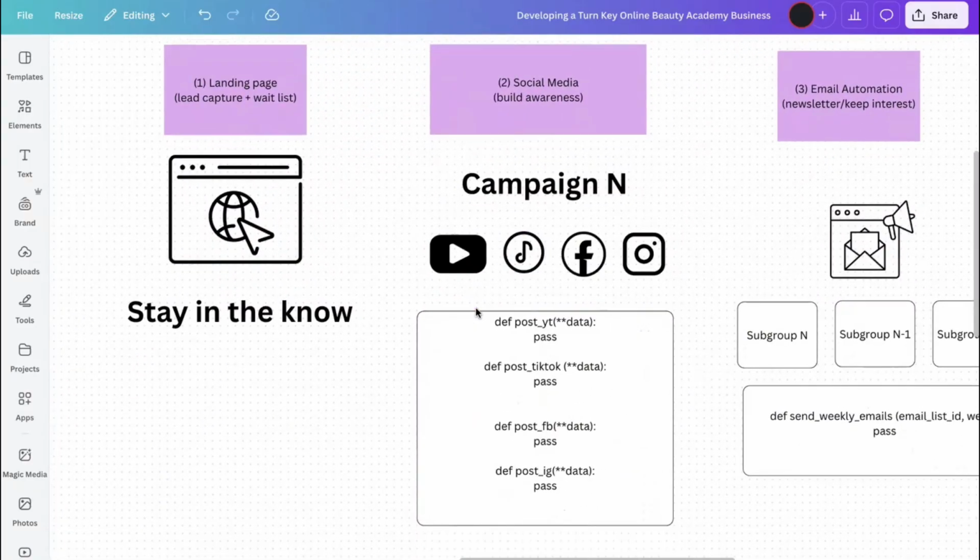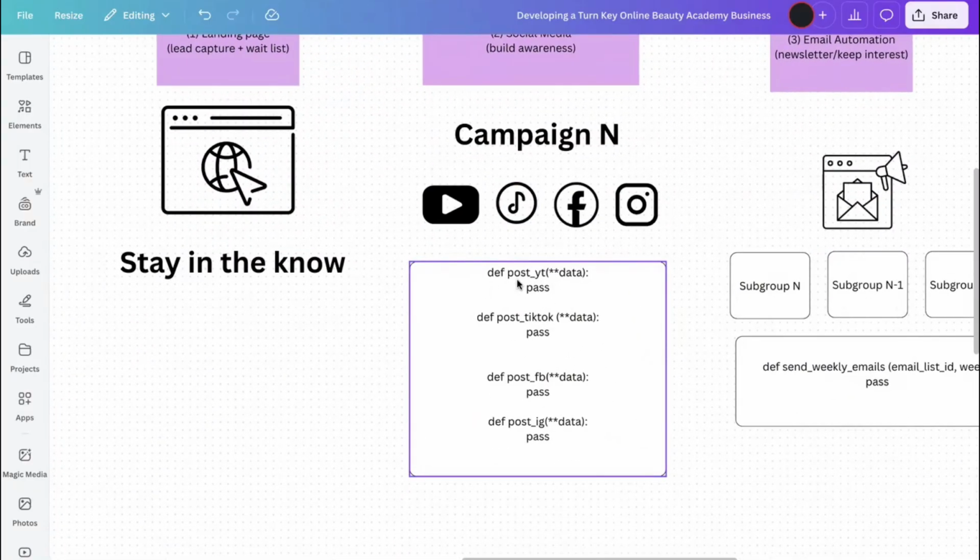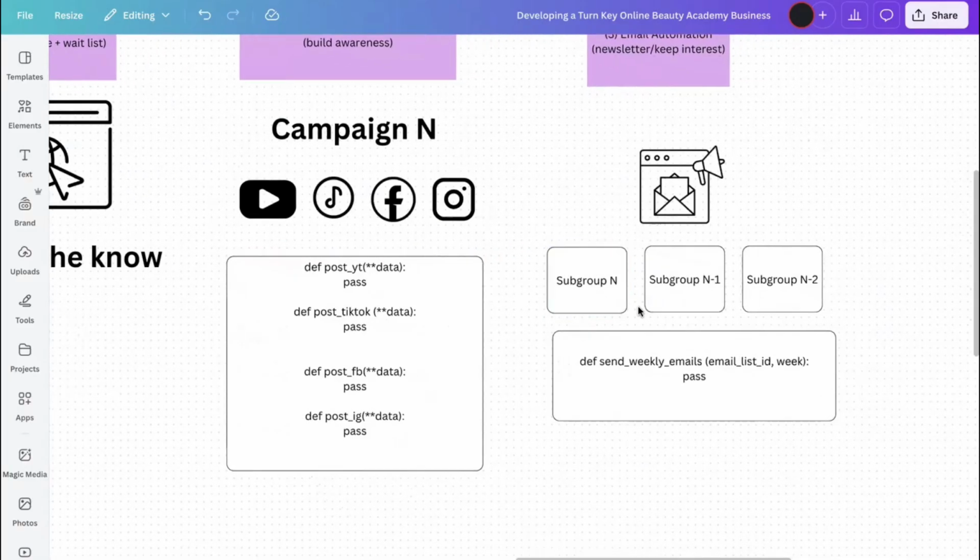When it comes to the social media scheduling, I started thinking through some of the functions that we're going to need to configure our workflow automation tool for, so being able to post to YouTube, TikTok, Facebook, and IG, for example.